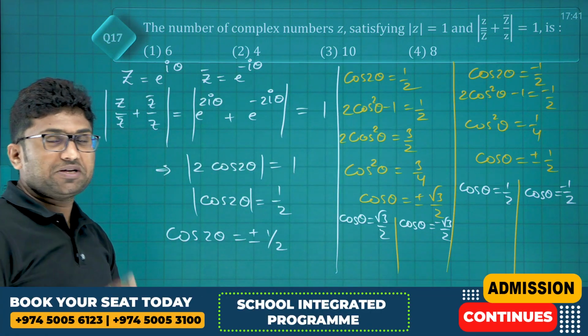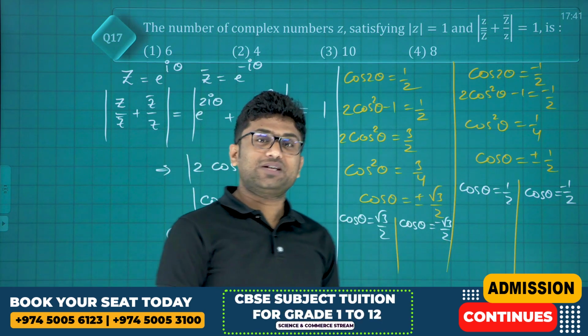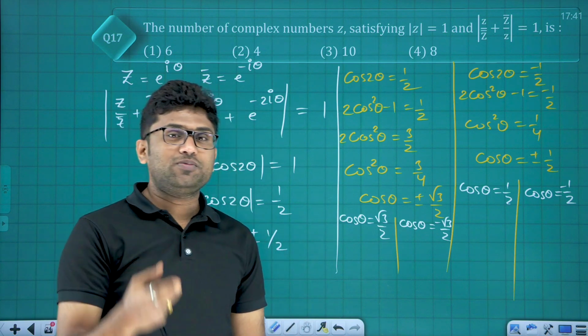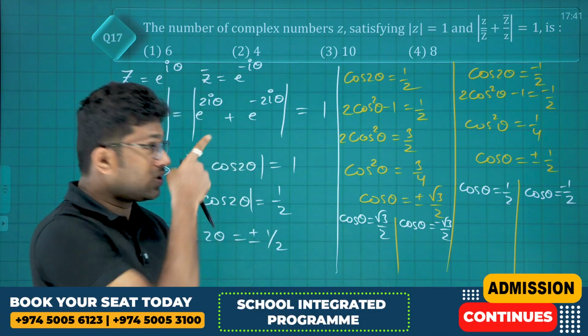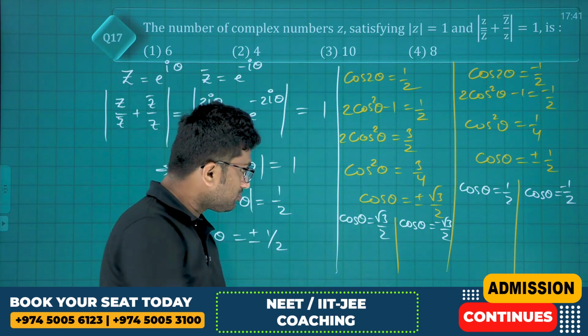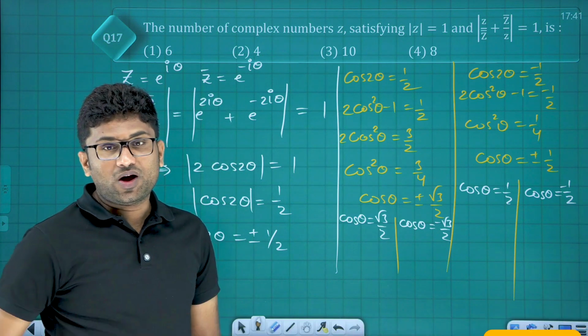The moment they see this, the majority of students count 1, 2, 3, 4, 4 solutions. But that is wrong. This is the most common mistake everyone made on this 23rd evening shift. I have got comments from many students that they did 4, but the answer is 8. How is the answer 8? I'll tell you now.